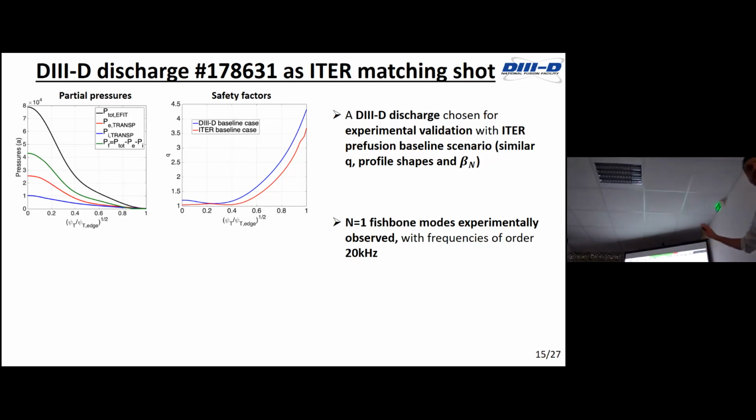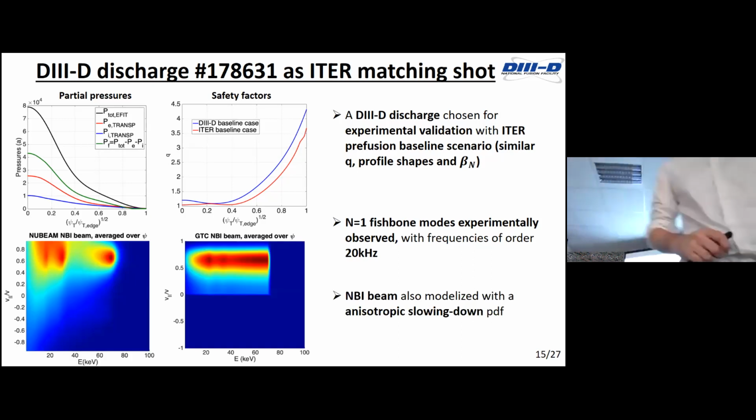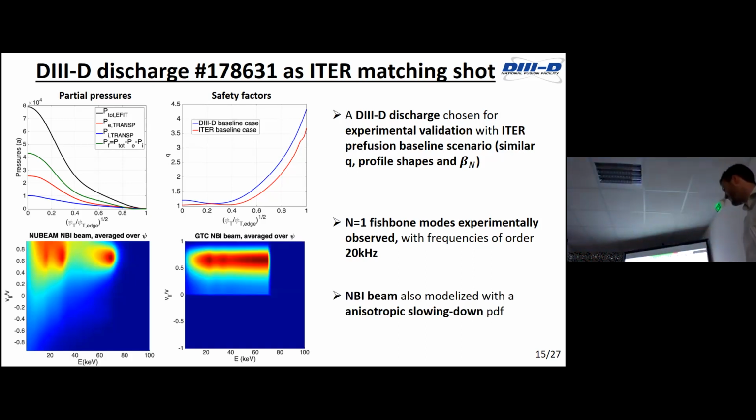So for that discharge, we did observe an n equal 1 fishbone mode with a frequency of order 20 kilohertz. And we would reproduce the PDF from the experiment using the NUBEAM code in the same phase space here. So again, we have used in GTC an anisotropic slowing down PDF to be able to study this mode.